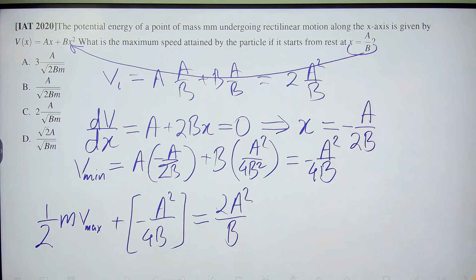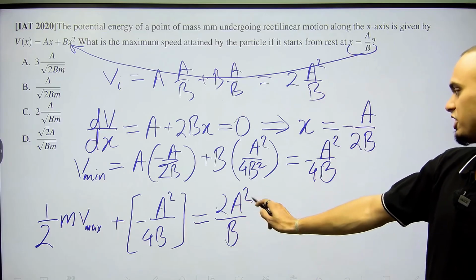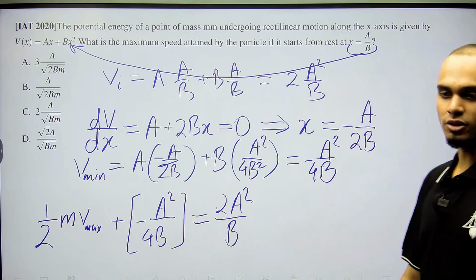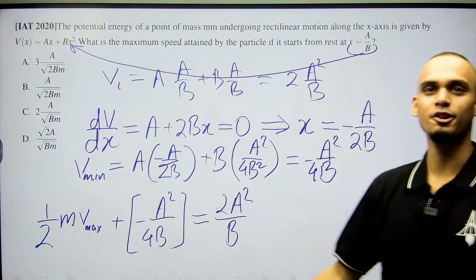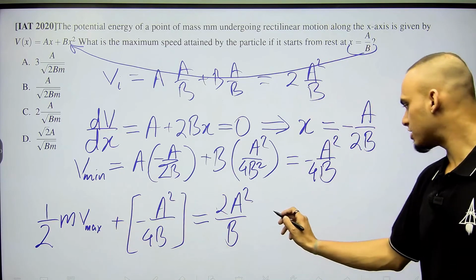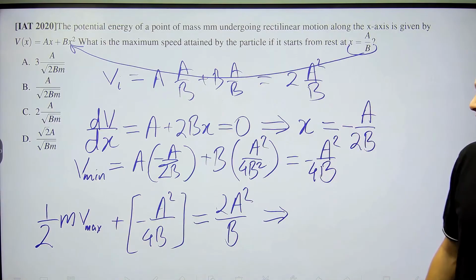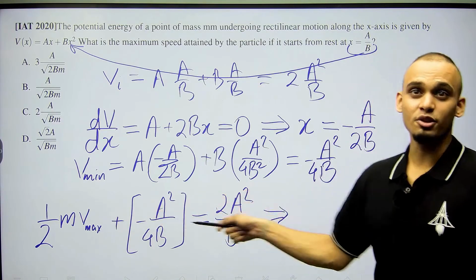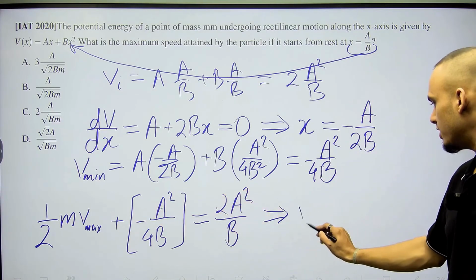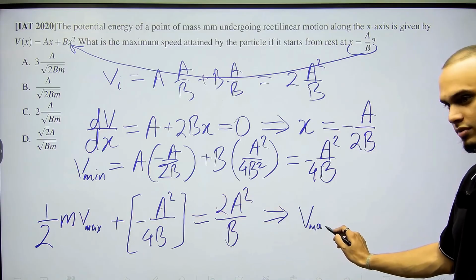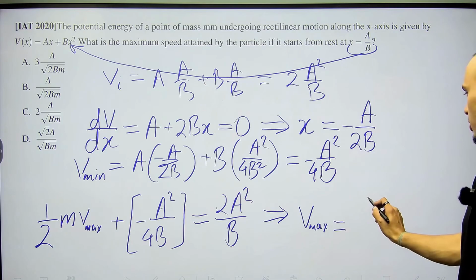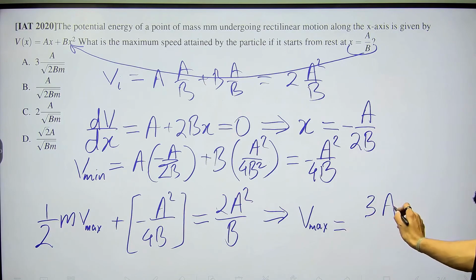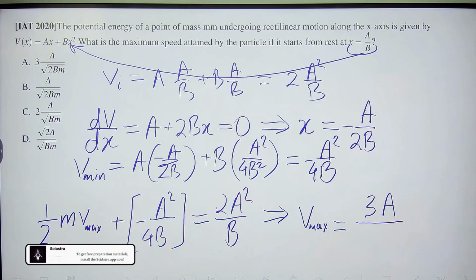Rearrange the terms, we get twice of A square upon b plus A square upon 4b. That will be added, and we can thus find the value of its maximum speed. And so if we solve this equation for the value of v, we get v max is equal to 3 times A upon under root 2bm.